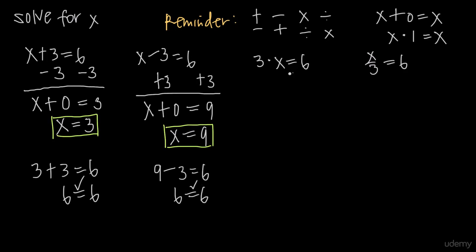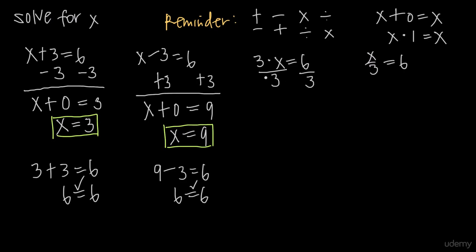Let's look at an example with multiplication. I have 3 times x equals 6, so I have multiplication. I know that the inverse operation is division, so I need to do division in order to try to get x by itself. So I'm going to divide both sides of the equation by 3, because if I'm going to do it to the left-hand side, I have to do it to the right-hand side.